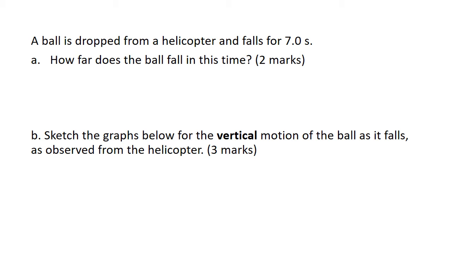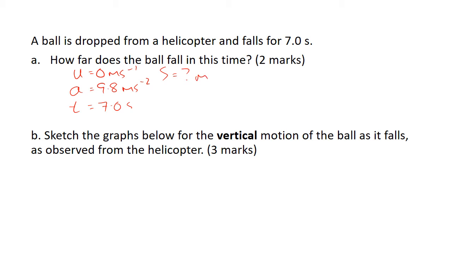Okay, a ball is dropped from a helicopter and falls for 7 seconds. How far does it fall? So this is basic straight line motion. All you've got to think about is what you know. Now, if it's dropped, u is 0 meters per second. Acceleration is 9.8 meters per second squared. Now, that's going to be on your formula sheet. We're told that time is 7 seconds, and we want to find the displacement.